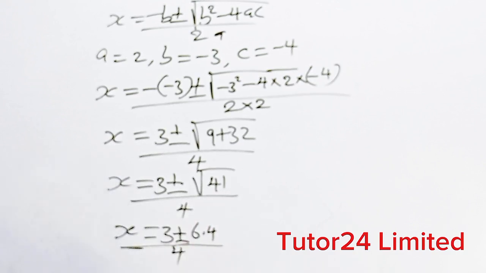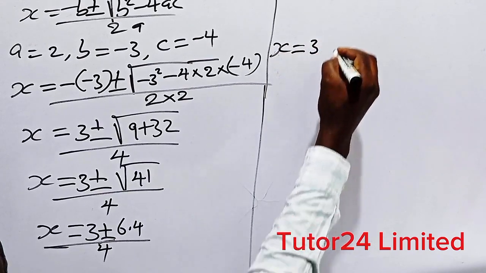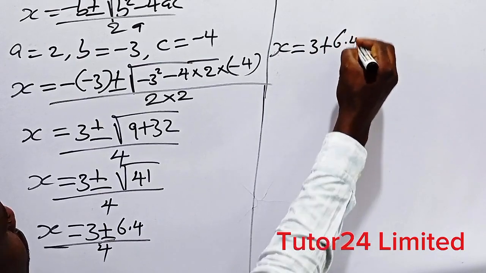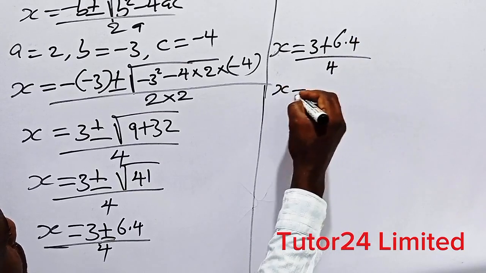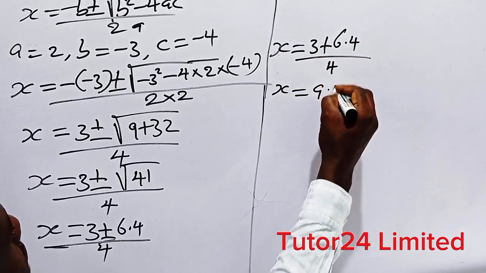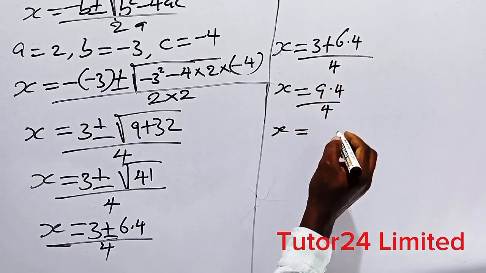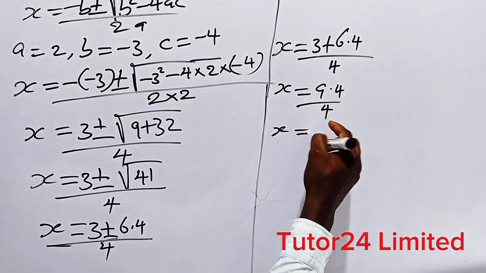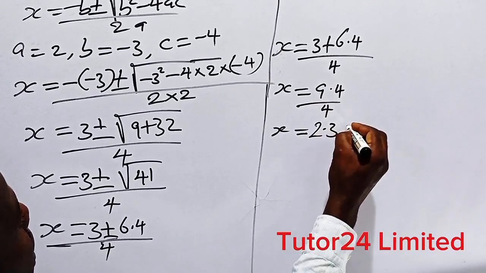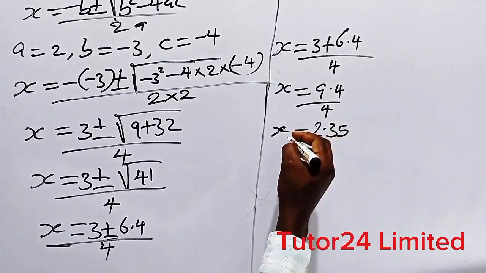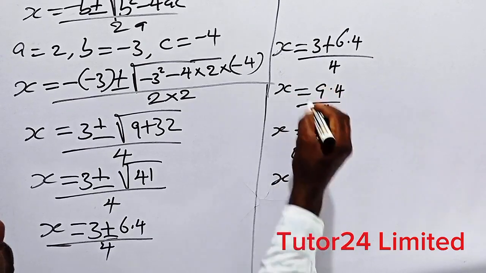x is equal to 3 plus 6.4 over 4. If we work this out, if you add this plus this, you have 9.4 over 4. 4 going into 9.4, we have 2.35. So the second value of x will be, coming to this place now, we have 3 minus 6.4 over 4.